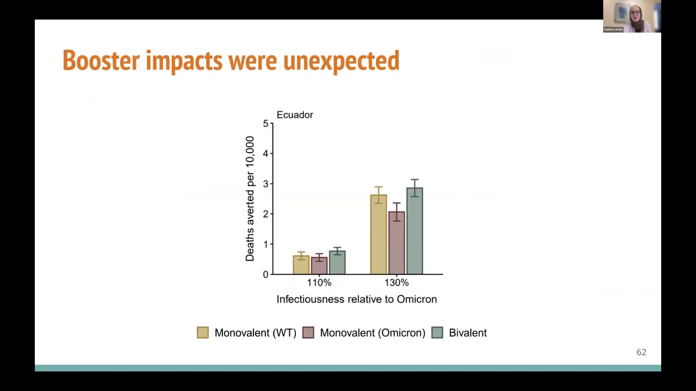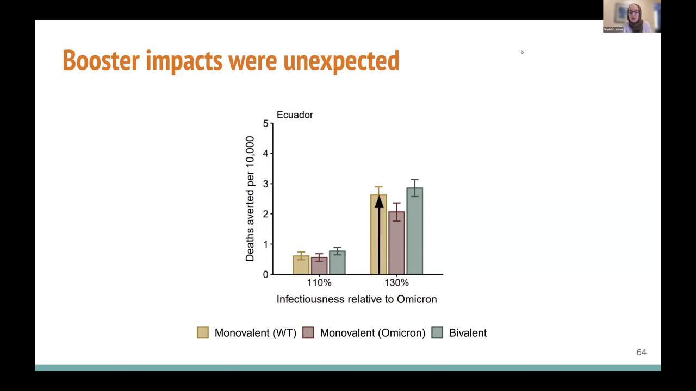And then we looked at the deaths averted, and these were a little bit unexpected. So these bars are showing the number of deaths that you avert per 10,000 when you move from a no boosting scenario to a given booster. And first of all, in the 110% scenario, there's really not much of a difference between any of these three boosters, this monovalent wild type, Omicron, or bivalent. There's just not much of a difference. But also we were surprised that the Omicron monovalent didn't perform as well as maybe we expected. So again, there's very little difference in this 110% scenario.